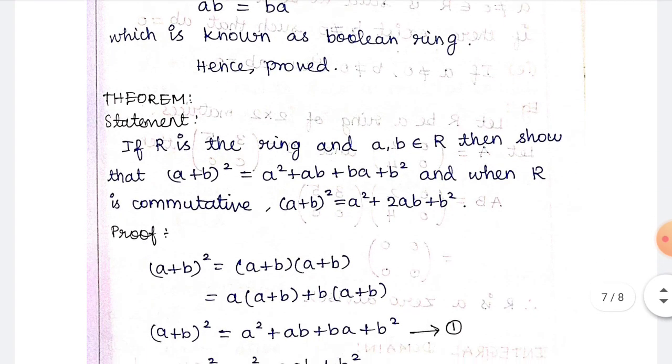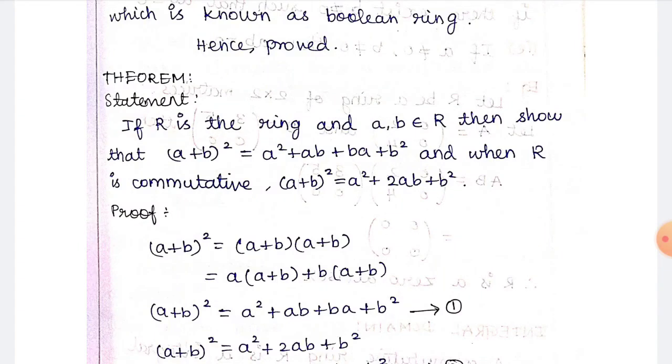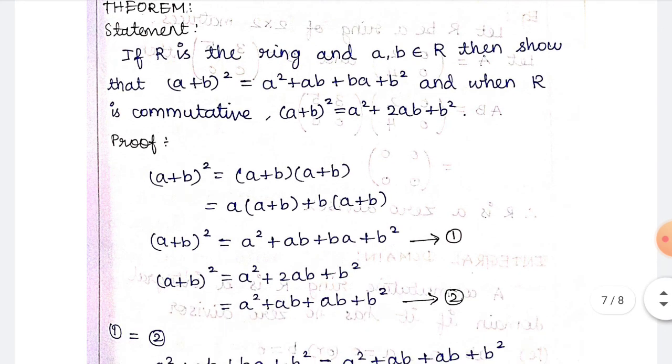The next theorem is: if R is a ring and a, b belong to R, then show that (a plus b) the whole square is equal to a square plus ab plus ba plus b square, and when R is commutative, (a plus b) the whole square is equal to a square plus 2ab plus b square. Here the first one we have to prove using the distributive law, so equation number 1 will be satisfied. Next we have to show that R is commutative, that (a plus b) the whole square is equal to a square plus 2ab plus b square.